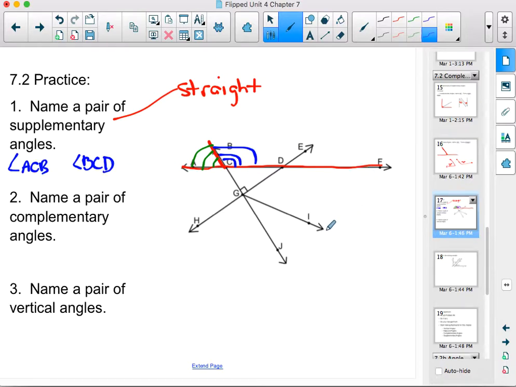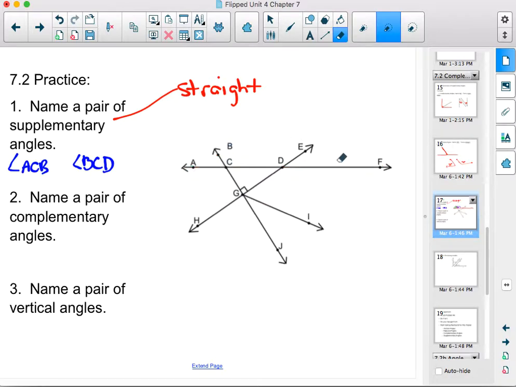Pause the video and try to find another pair of supplementary angles. We will talk about this tomorrow. I'm going to give you a hint. There are tons and tons and tons of supplementary angles in this diagram. All right, I'm going to clear off my writing here.